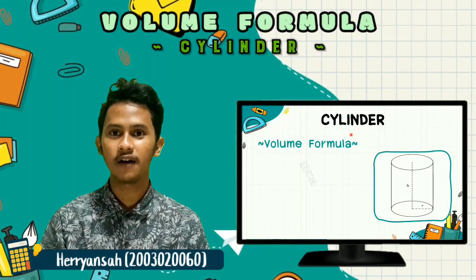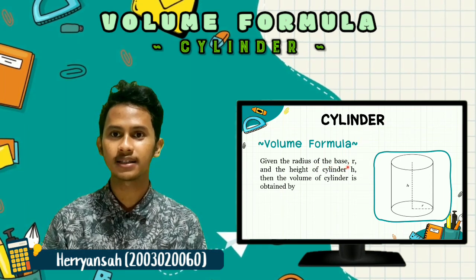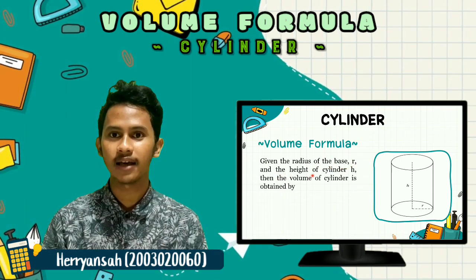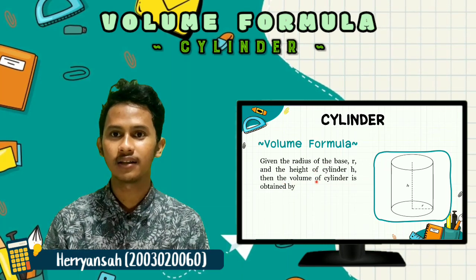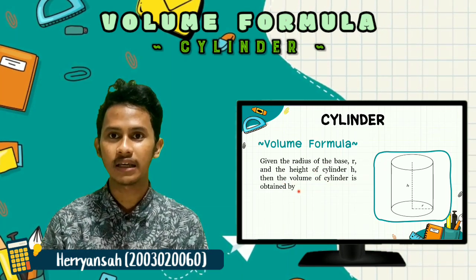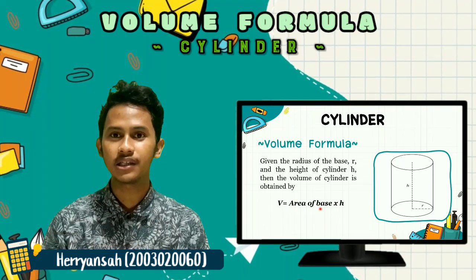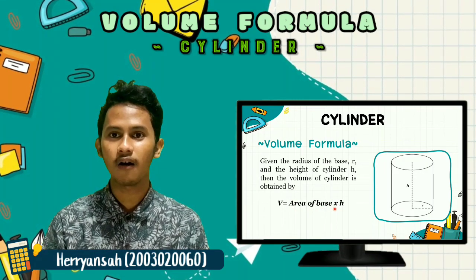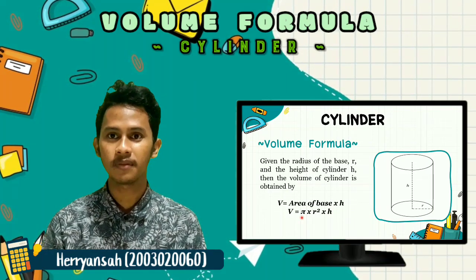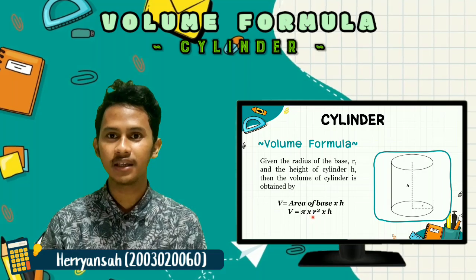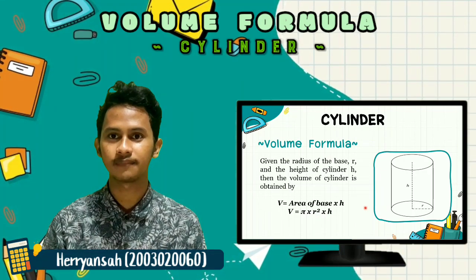Volume formula of cylinder. Given the radius of the base R and the height of the cylinder H, the volume of the cylinder is obtained by volume equals area of base times H, or volume equals π times R squared times H.